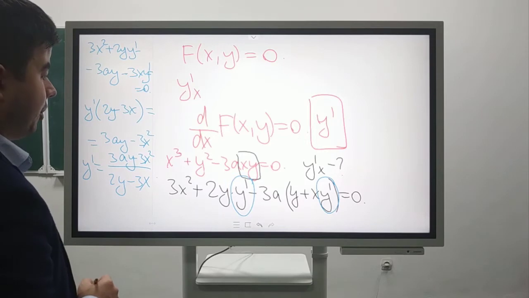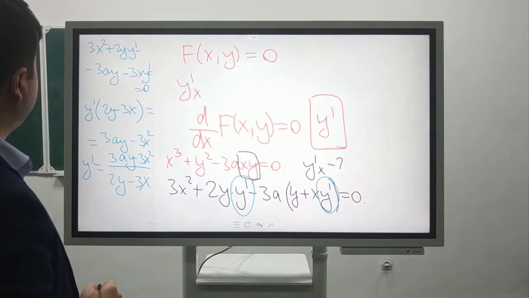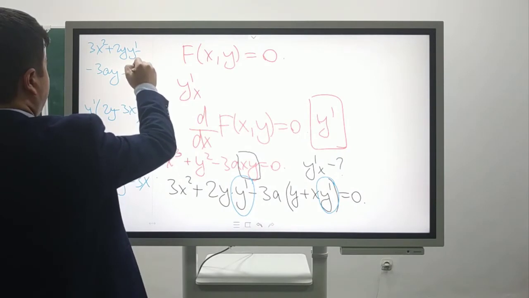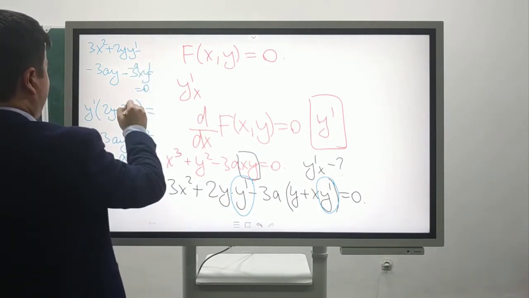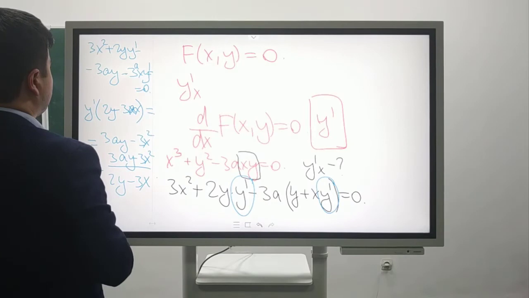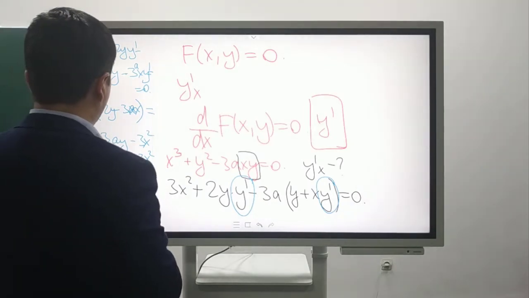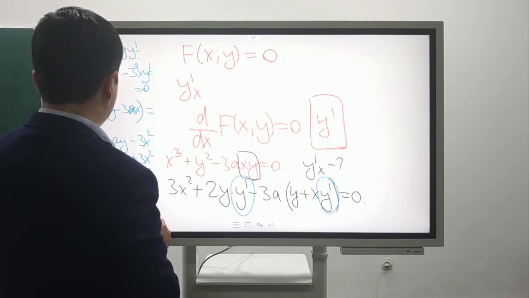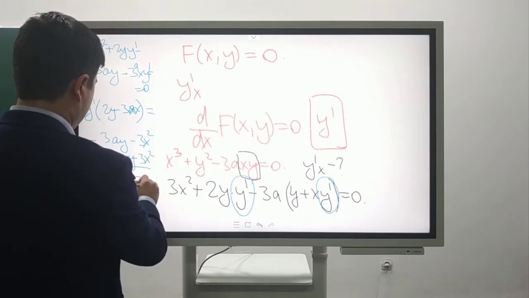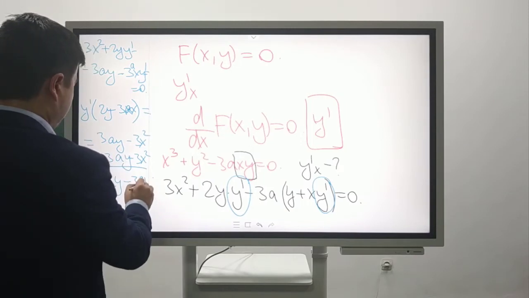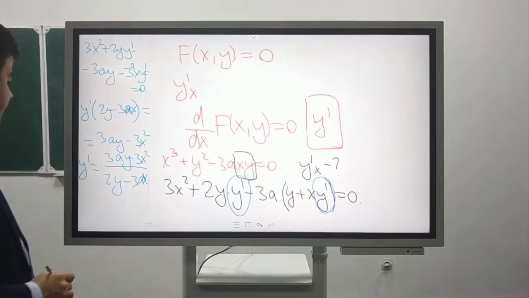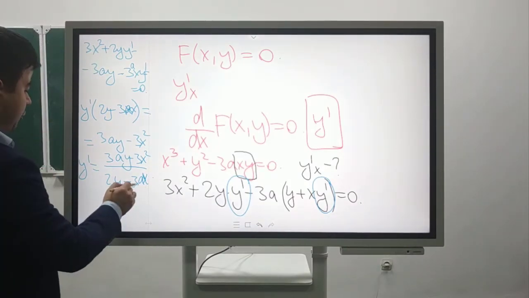Here we have a, and here we have ax. So if we have ax here, at the end we have ax. This is x. ax. So this is our solution.